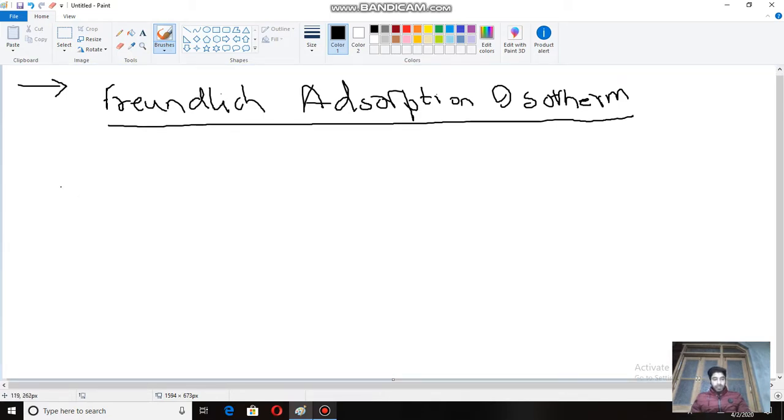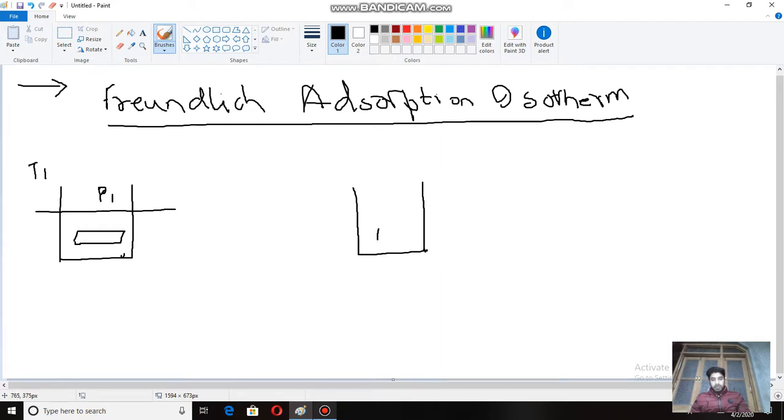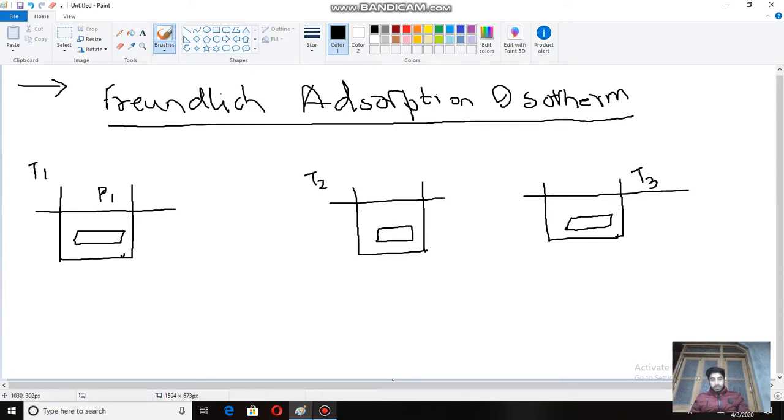Now see, if we take a system, let me discuss in detail first, for example it's at pressure P1 and its temperature is T1. Let's take another system similar to this and its temperature is T2, and let's take a third system over here. Similarly, this is a solid surface and its temperature is T3. Now let us focus on this system first.